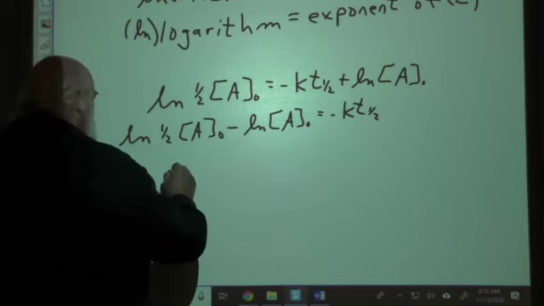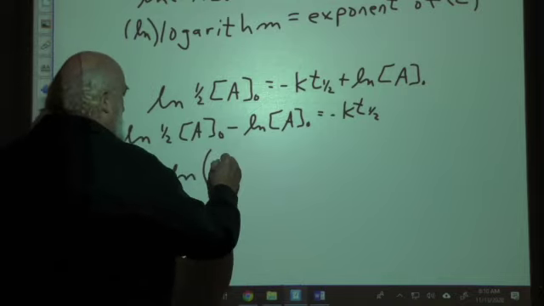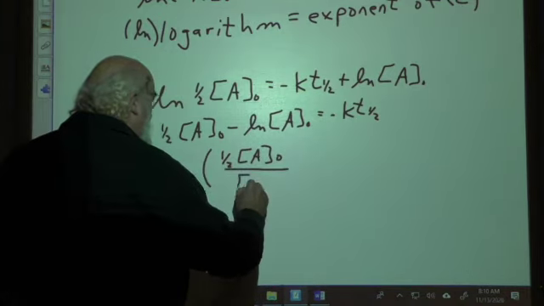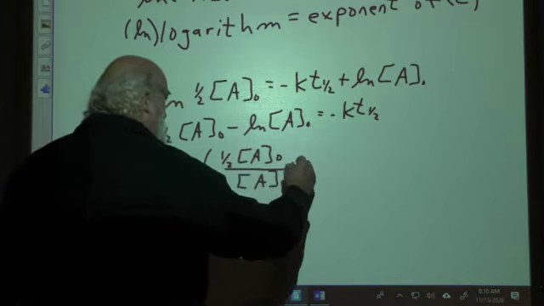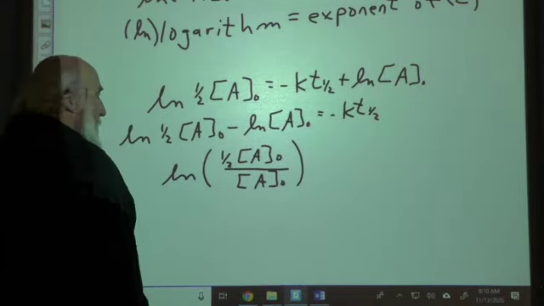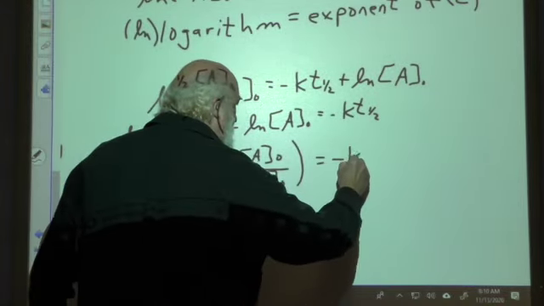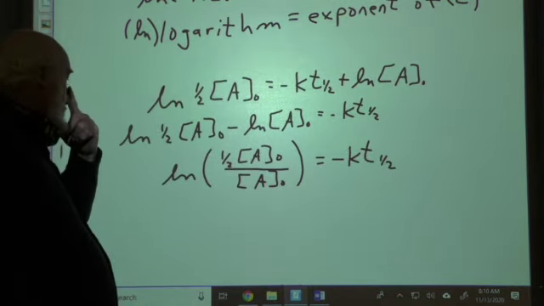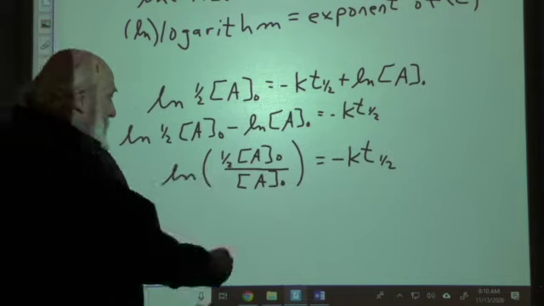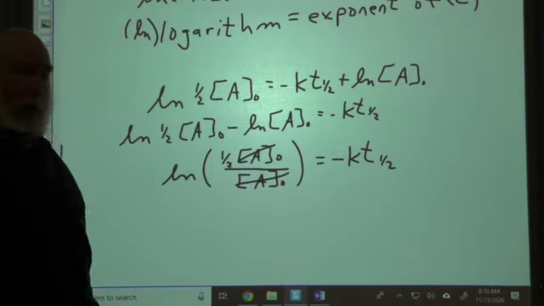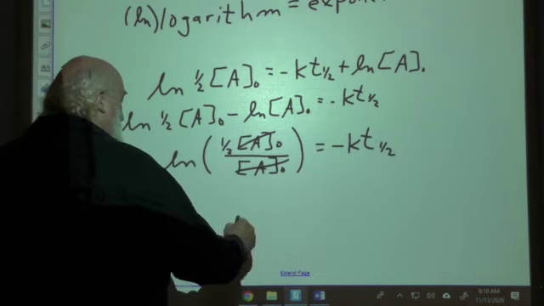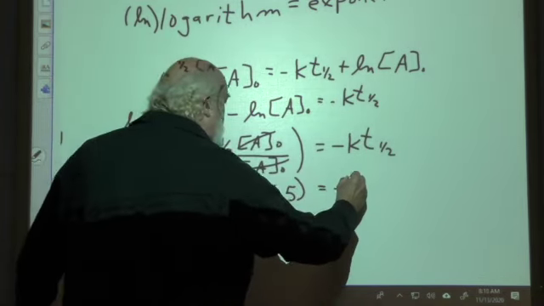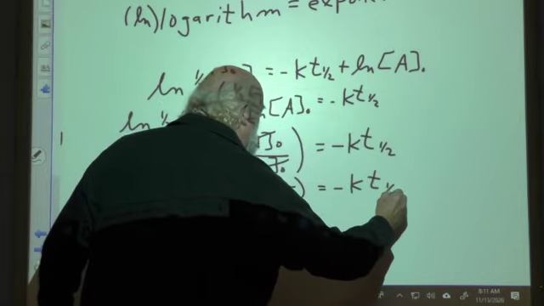So this becomes the natural log of 1/2 A sub 0 over A sub 0 equals negative k T 1/2. Now, conveniently, these two cancel out. So that leaves us the natural log of 0.5 equals negative k T 1/2.